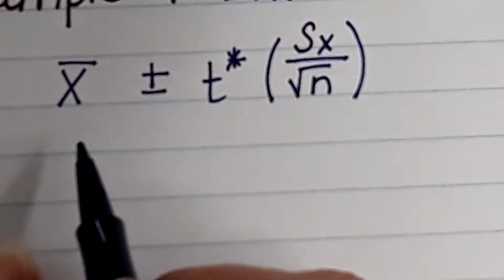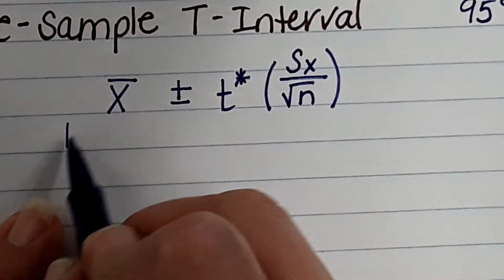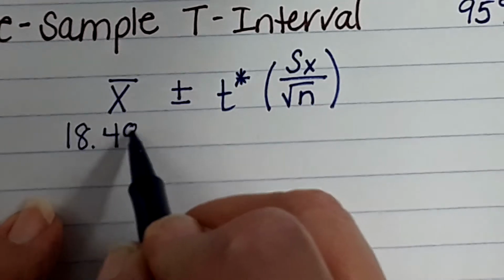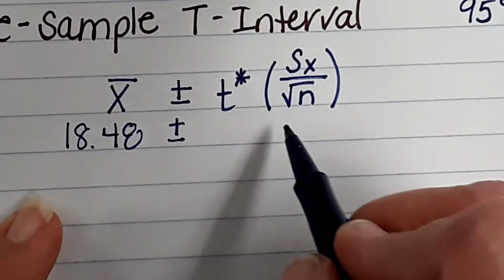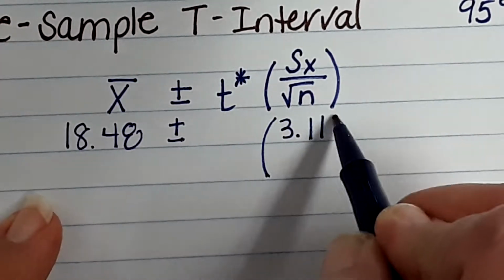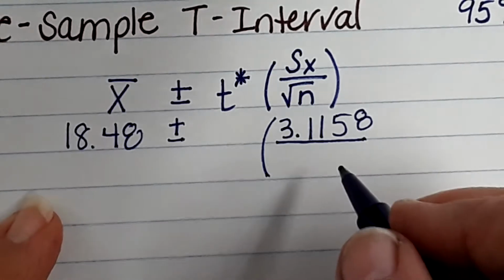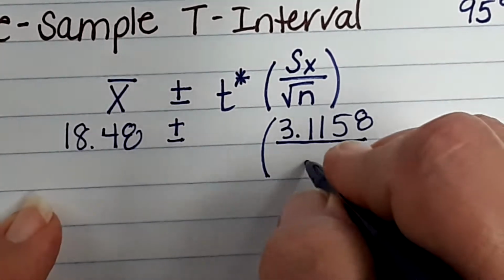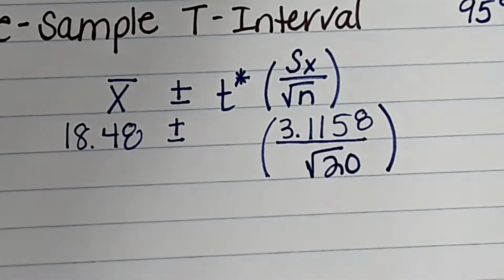So we're going to use x bar, which was 18.48. We're going to look up t star in a second. S of x would be 3.1158. And I forget, was there 20 in our sample size, correct? Right? And now we're going to look up t star.